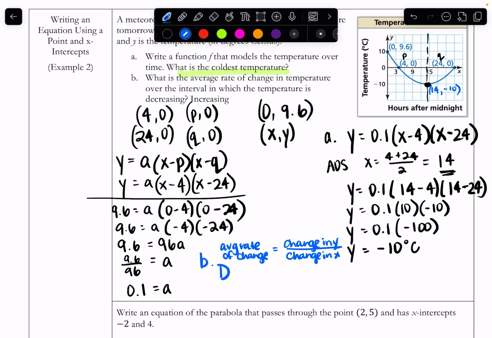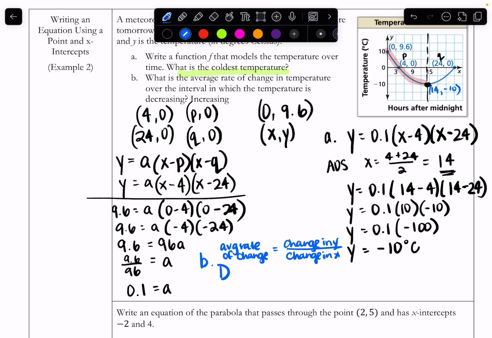Okay, so the decreasing here is my left side of my graph. So this side right here is decreasing. So I need on the graph the two different x and y points that I have there, so the outsides of the interval there. So the decreasing, I'm going to take my 0. Let's see. Oh, I think I got that backwards on the answer key.